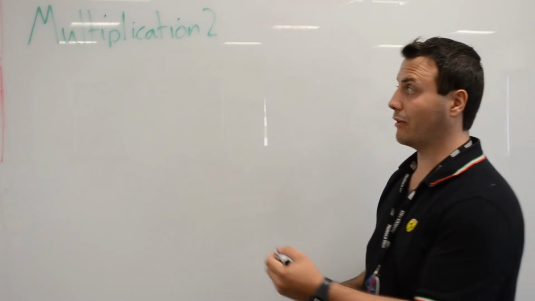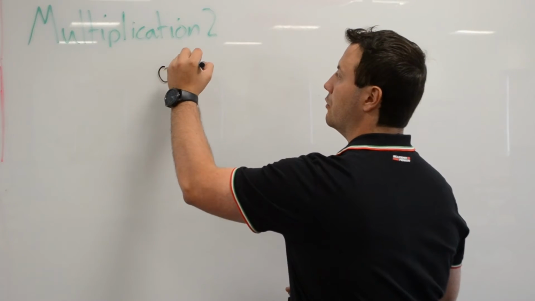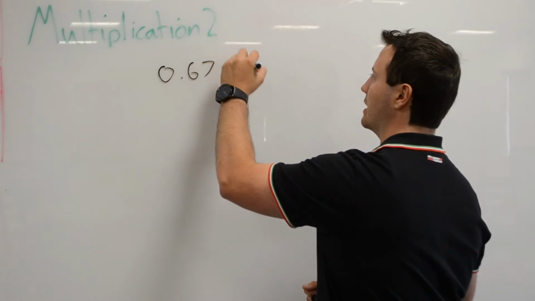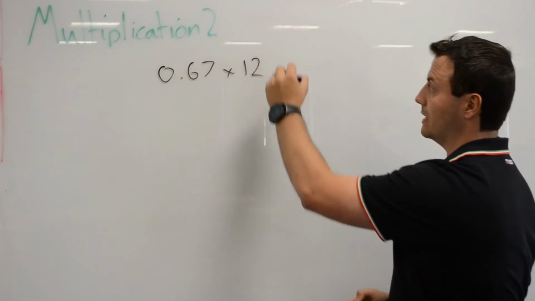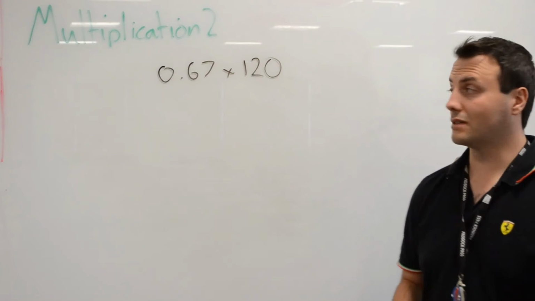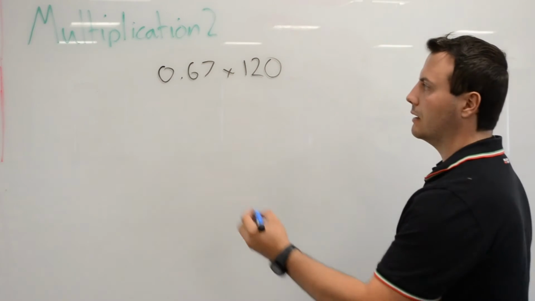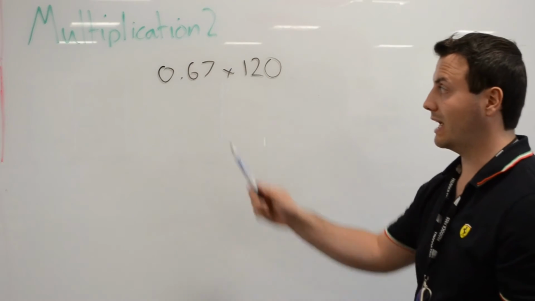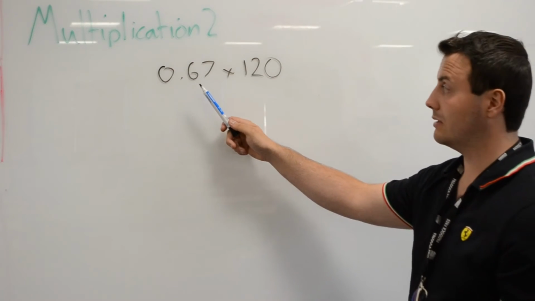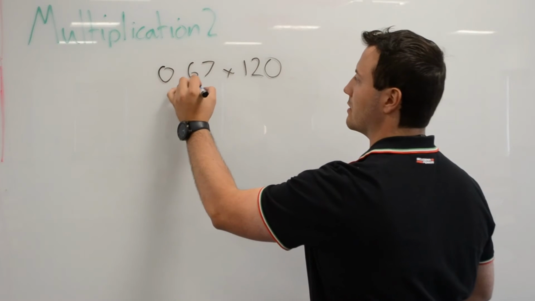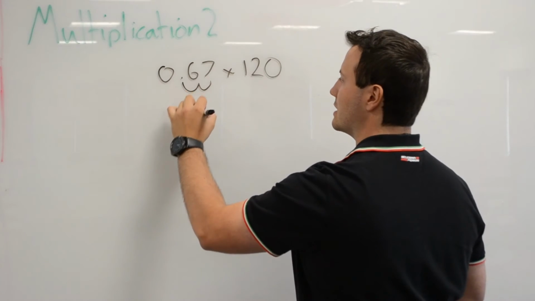So in the last question to practice, 0.67 times 120. So again, give the video a pause and give this one a try. Okay, and now for the answer. So the awkward one here is the 0.67. So we're going to move the decimal point 2 places to the right. That gives us 67.